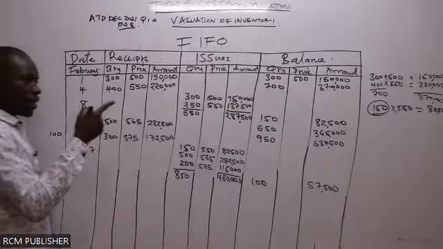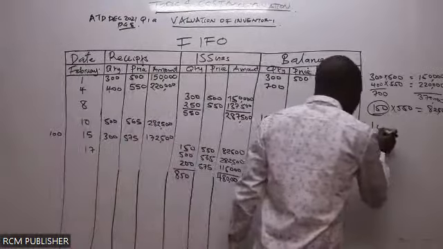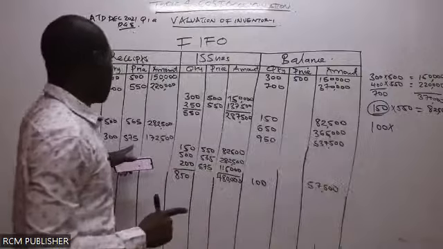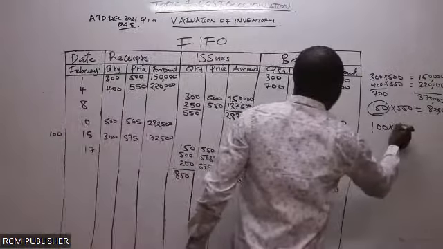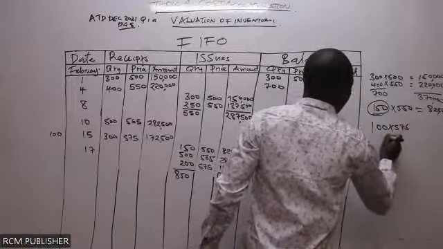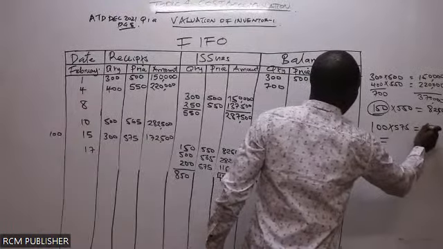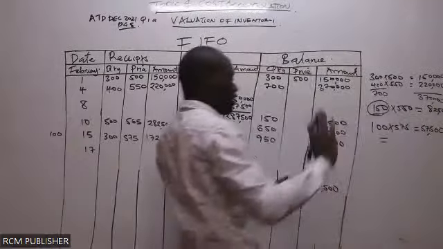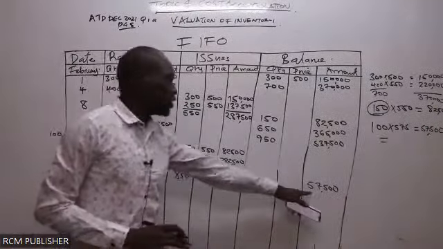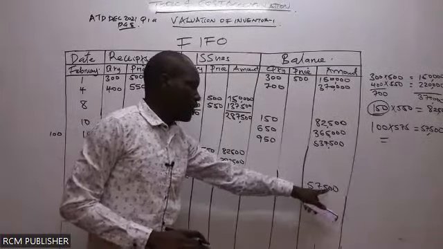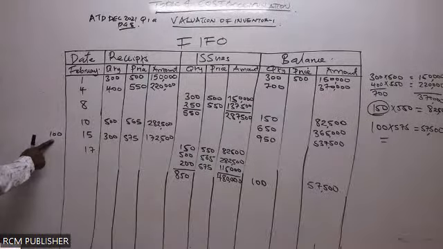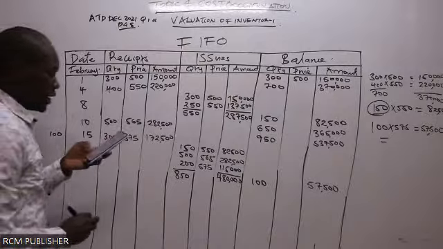100. Take your remaining units, 100, and multiply by the price at which they were brought in, that is 575. When I multiply, I get 57,500. Is it not tallying? 57,500, units 100. We've confirmed here. Let's proceed to the next date now.